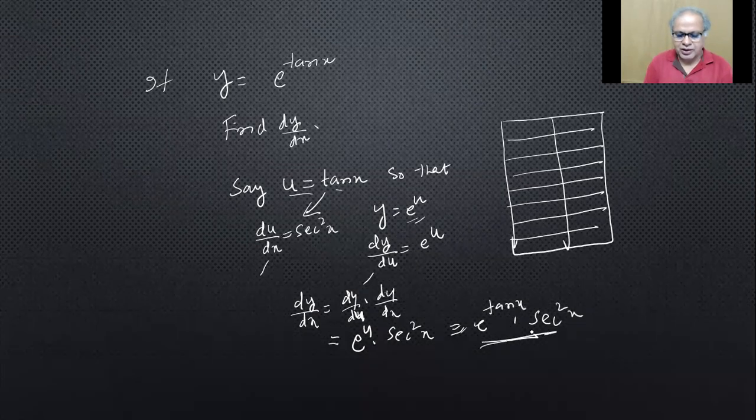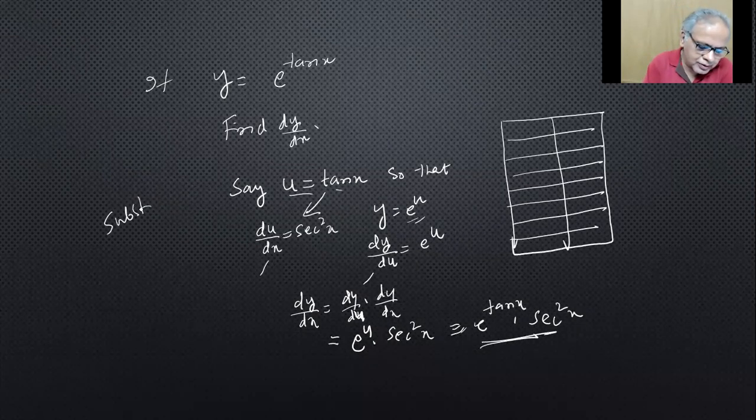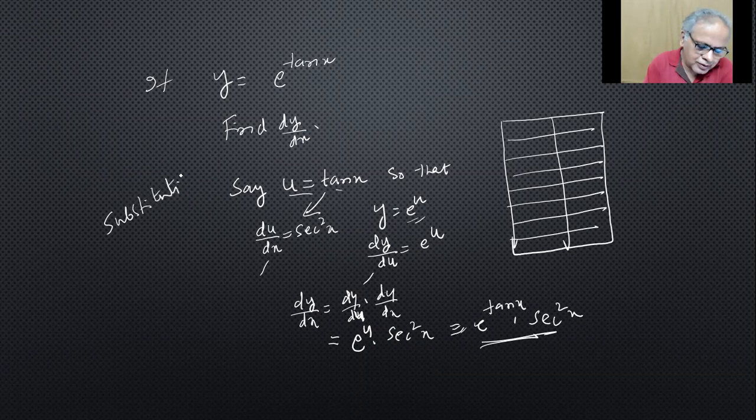This is done elaborately to explain. This is called the substitution method. It's nothing like giving any name, because you're substituting some other variable in the place of tan x. We are calling it the substitution method.